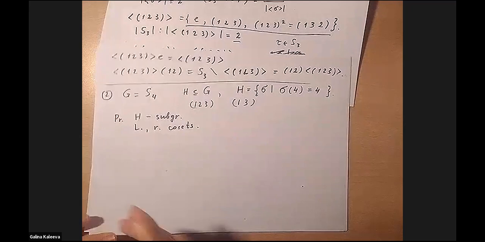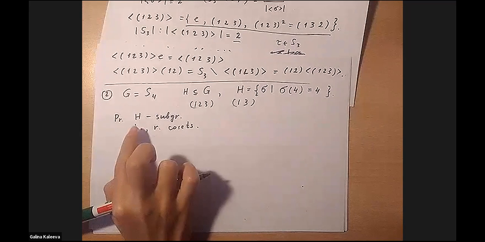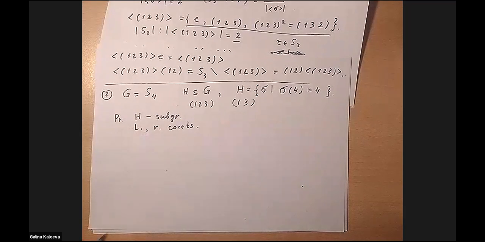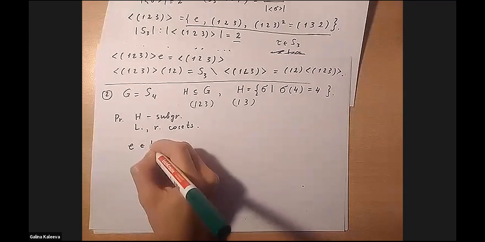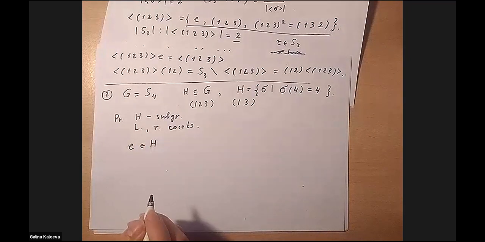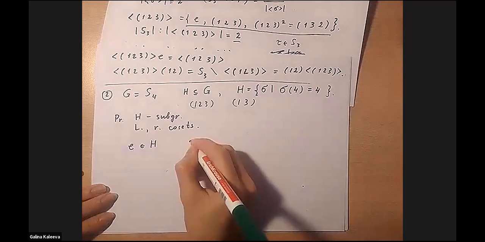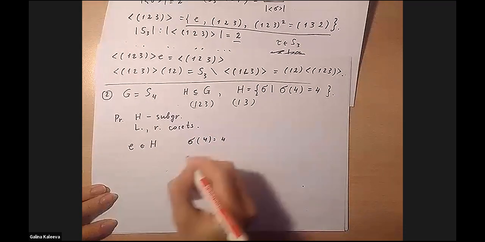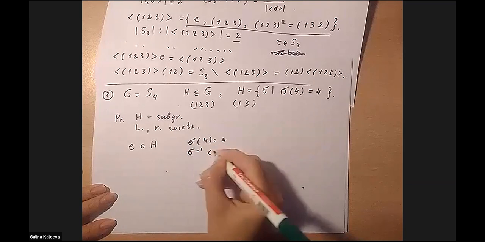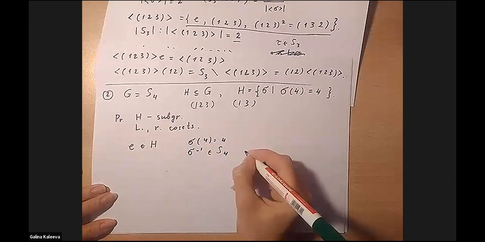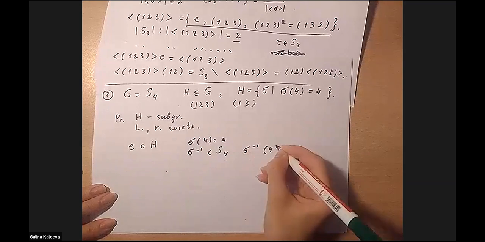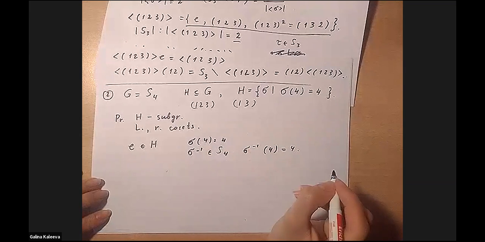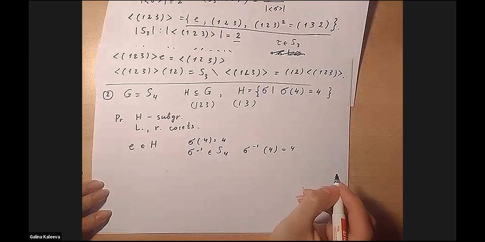What shall we do? This subset H is associative. The neutral element belongs to H because the neutral element does not move any element of our set, not only 4. And if I have an element that doesn't move 4, so sigma of 4 equals 4, and I have the inverse element, which is in S4, sigma to the minus first power of 4 equals 4, right? Do you agree? Yes.